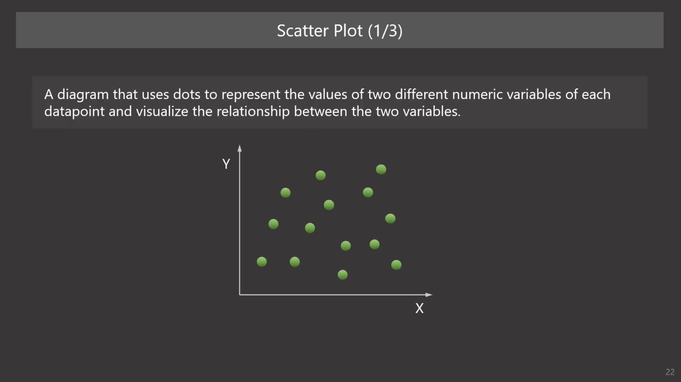Next, let's see how to visualize the relationship between two numeric variables. In such cases, we can use scatter plot. Here, numeric variables include both continuous and discrete variables. A scatter plot uses dots to represent the values of two different numeric variables of each data point, and visualizes the relationship between two variables. A scatter plot partitions the data points by their values of the two variables. Each of the two variables is represented as x-coordinate and y-coordinate, respectively.